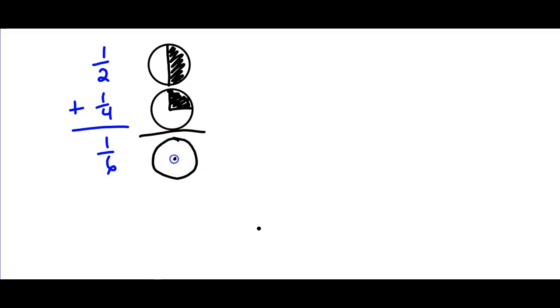I'm not going to get 1/6 of a pizza, because 1/6 of a pizza, there's the pizza divided into 6, is just a slice like that. So it doesn't make any sense to say 1/2 plus 1/4 equals 1/6. So that's a way I quickly show that something's not right here.